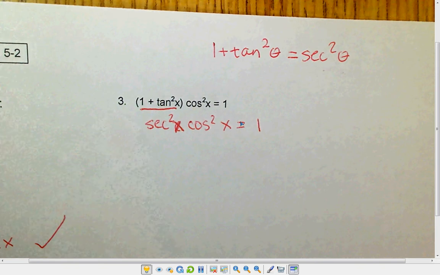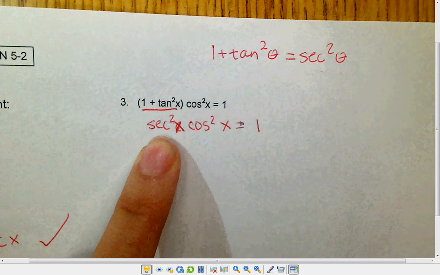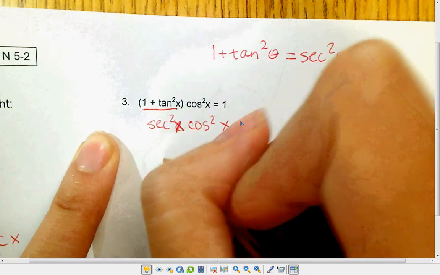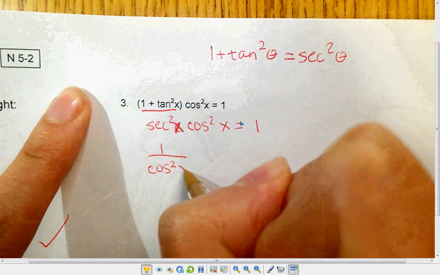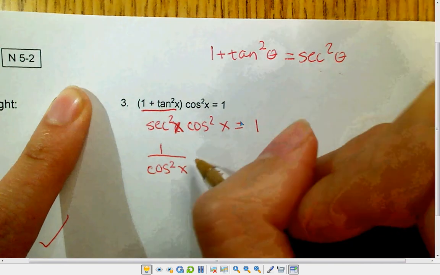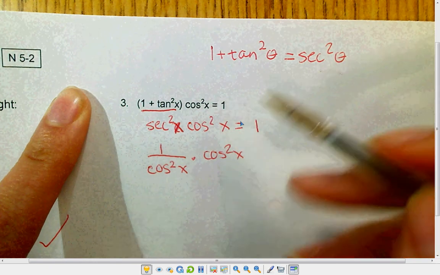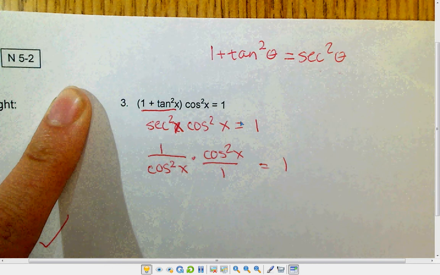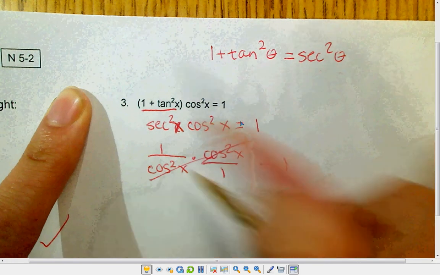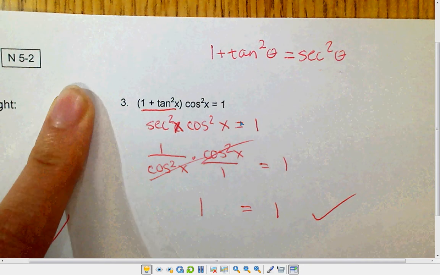Secant squared, I know secant is a reciprocal. So looking at my trig identities, secant is the same thing as 1 over cosine. So I can turn this into 1 over, because it's secant squared, I also want this to be cosine squared, times cosine squared. And right now, because it's just a number, it's not a fraction, I turn it into a fraction by putting it over 1. And the cosine squareds cancel out. 1 over 1 is just 1. And so 1 equals 1, and again, we are done.